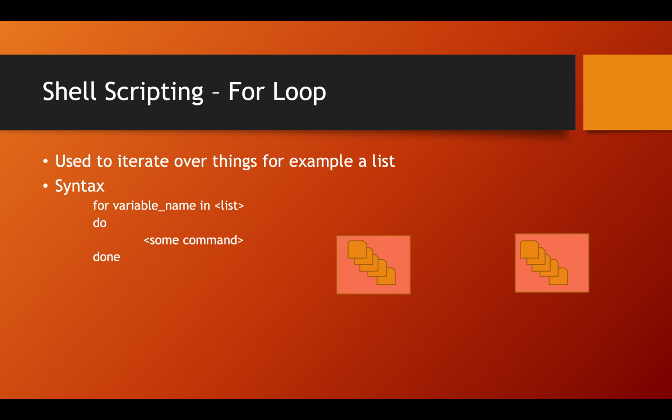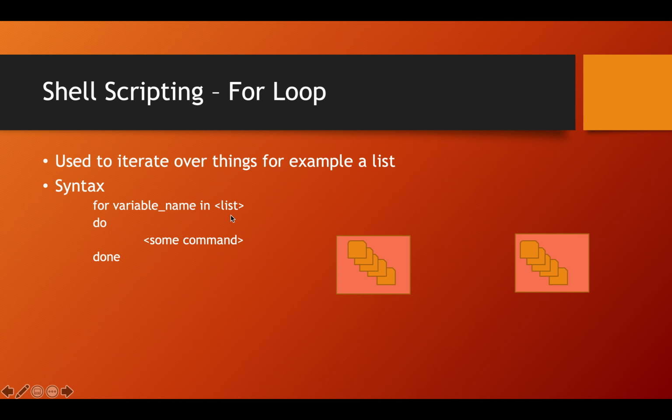There are two types of loops in Linux, for loop and while loop. In this lecture, we'll talk about for loop. Now, a for loop is used to iterate over things, for example, a list of files that you need to copy. And the syntax of for loop is: for variable name in list, do some command, done.